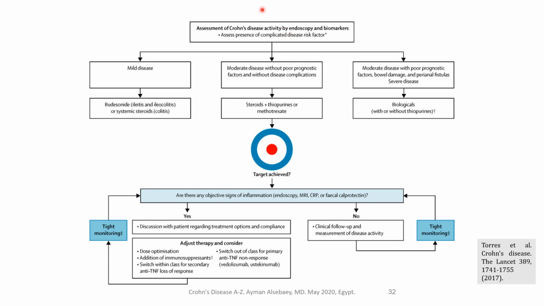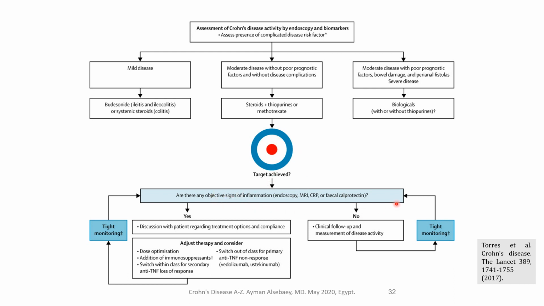So, the first step in the treatment, this is a good figure of course from the Lancet. I will assess Crohn's disease activity by scores or risk stratification system, okay? If I have mild disease, it will be treated by budesonide or systemic steroids. We will discuss later. Moderate disease, it will need steroids plus immunomodulator. If it is severe disease, it will need biologicals, okay? This is my target, okay?